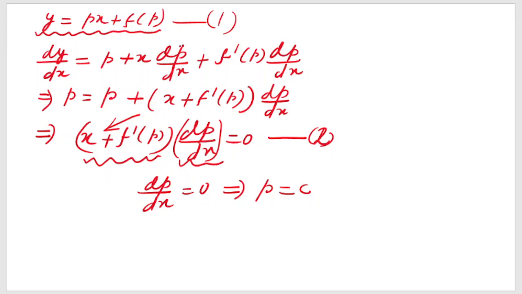So now to get the general solution, if you remember the process, you take the original equation, and you take this solution and you call it 3, and from 1 and 3 you eliminate p.